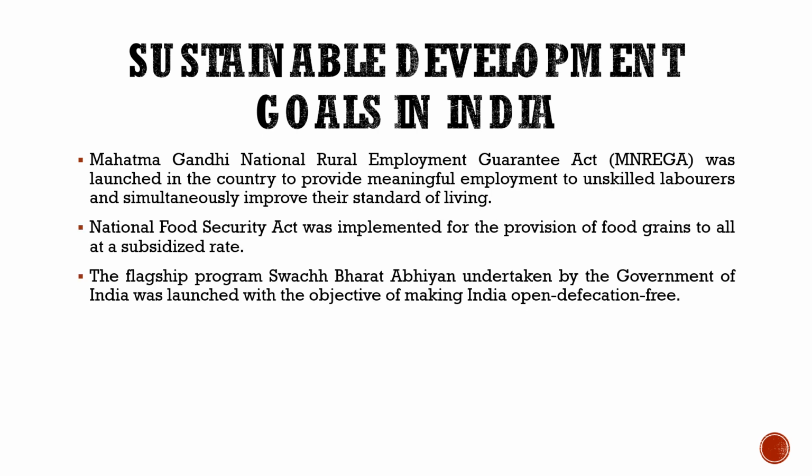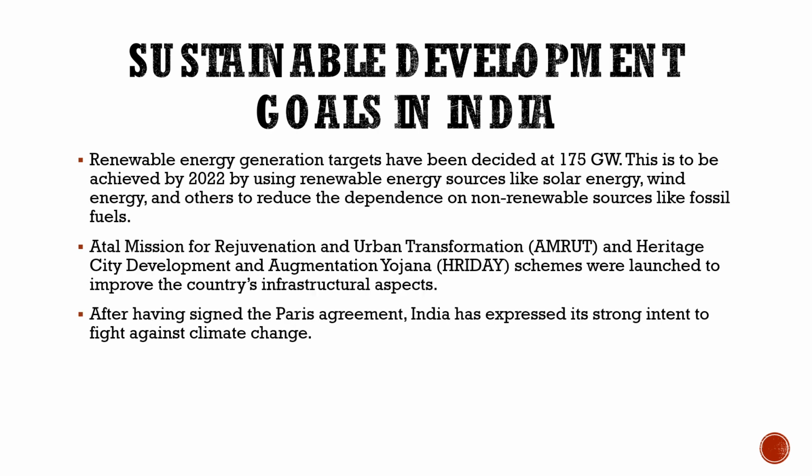Mahatma Gandhi National Rural Employment Guarantee Act, popularly known as MGNREGA, was launched in the country to provide meaningful employment to unskilled laborers and simultaneously improve their standard of living. National Food Security Act was implemented for the provision of food grains to all at a subsidized rate. The flagship program Swachh Bharat Abhiyan, undertaken by the Government of India, was launched with the objective of making India open defecation free. So these are certain examples that we have seen in recent years that follow the footsteps of sustainable development goals.